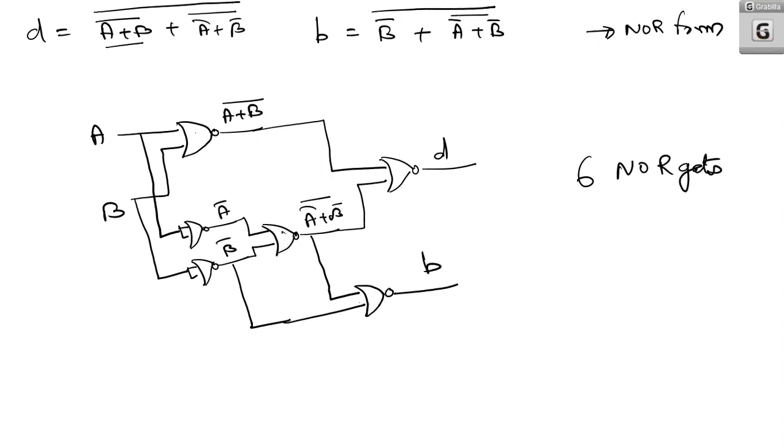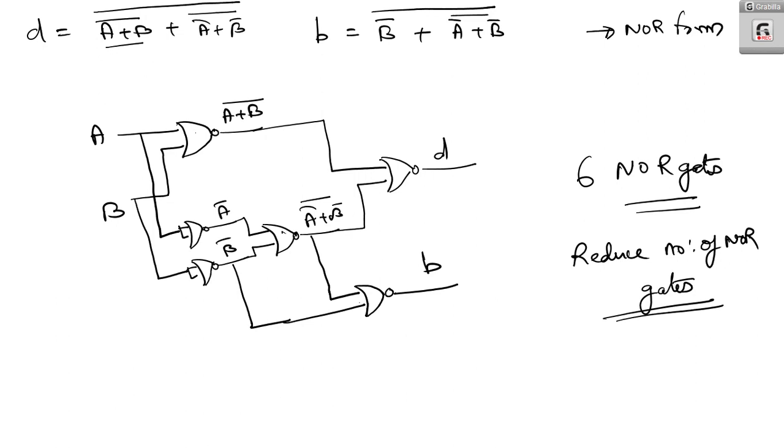Okay. Now is there any possibility to reduce to a smaller number of NOR gates? That is what I am looking for here. So that part we will deal with in the next lecture: how to reduce the number of NOR gates. The next lecture will be a short lecture on reducing the number of NOR gates.